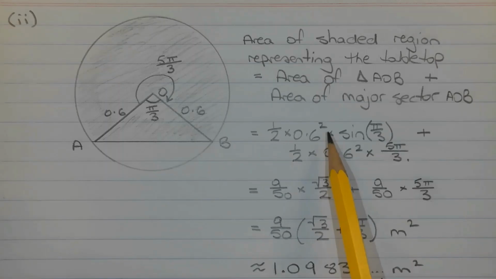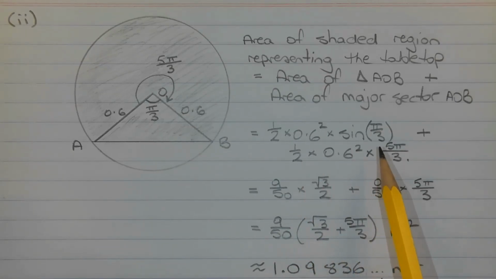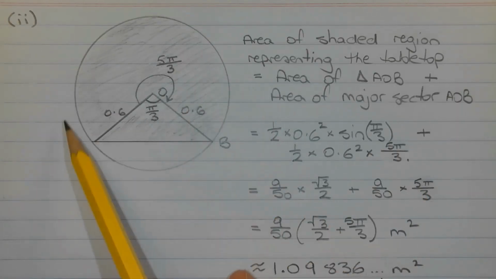Now half times 0.6 squared is 9 over 50 and sine of pi over 3 is root 3 over 2, plus half times 0.6 squared times 5 pi over 3. So that's 9 over 50 times 5 pi over 3. So this expression here, 9 over 50 times root 3 over 2, represents the area of the triangle, plus 9 over 50 times 5 pi over 3 represents the area of the major sector.